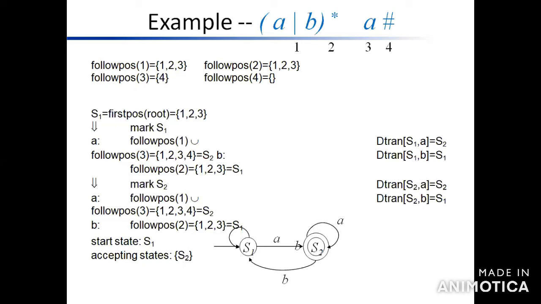This is for the computation functions. Here you specify the numbering. What is the number here? (a|b)* a #. So a is 1, b is 2, the next a is 3, and hash is 4. The follow position of 1 is 1, 2, 3. The follow position of 2 is 1, 2, 3. The follow position of 3 is 4. The follow position of 4 is empty.